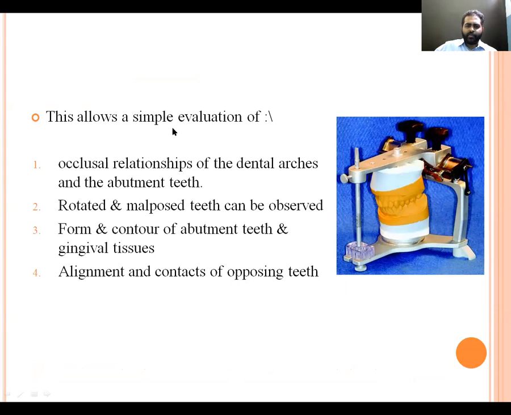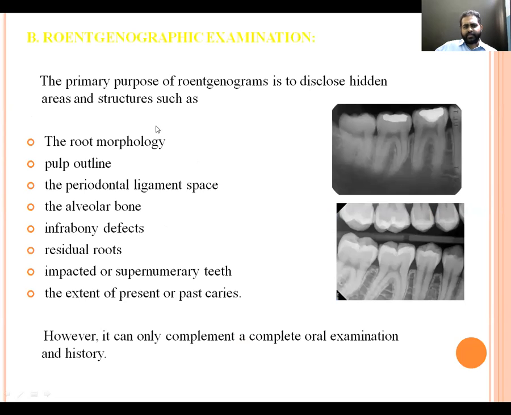It will allow you to evaluate the occlusal relationship of the dental arches and the abutment teeth. It can give you a proper idea about rotated and bulbous teeth when you observe them in an articulator. It can provide you the form and contour of the abutment teeth and some amount of gingival tissue, which can be easily evaluated in the diagnostic cast. We can check the alignment and the contacts of the opposing tooth before making any preparation or going for a fixed partial denture. So these are the simple evaluations we do with an articulated or diagnostic cast.